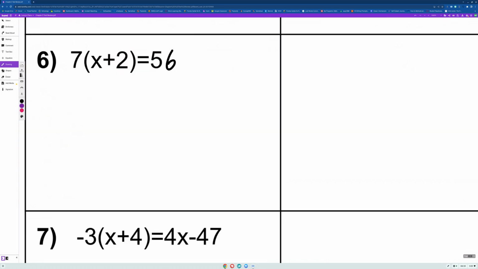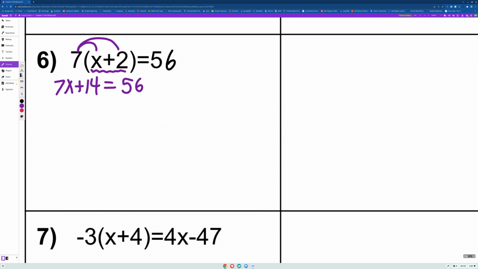for this next one, I have 7 times (x plus 2) is equal to 56. So whenever I see my parentheses right next to a number like this, and inside my parentheses there's another math problem, I have to distribute whatever is outside. And I have to distribute it to everything that's inside of my parentheses. So my 7 is going to go to my x, which is going to give me 7x. And my 7 is going to go to my positive 2, which is going to give me positive 14. And this is equal to 56.